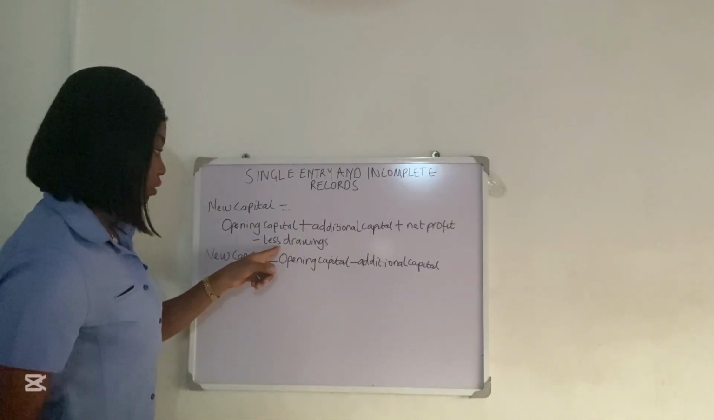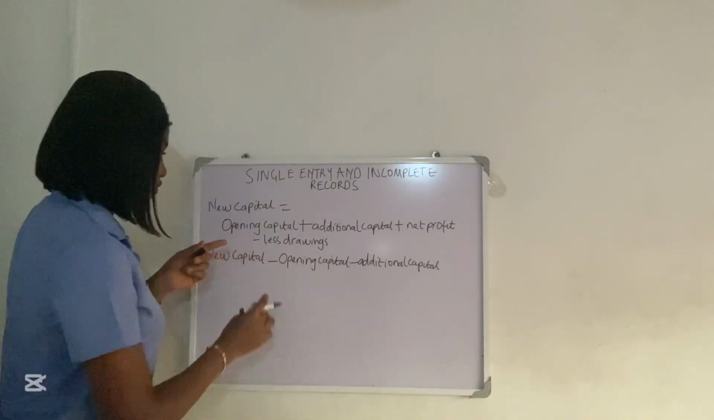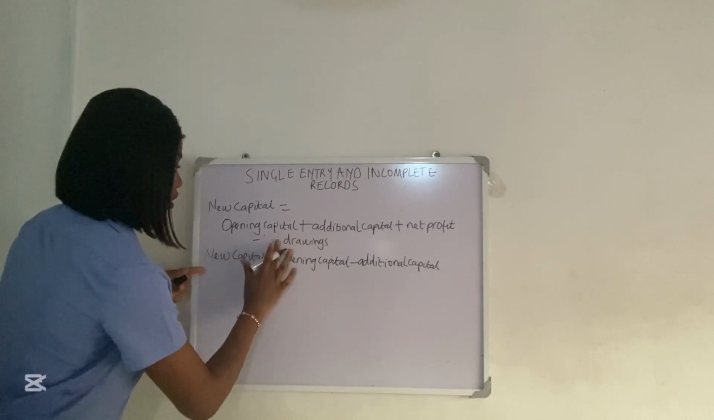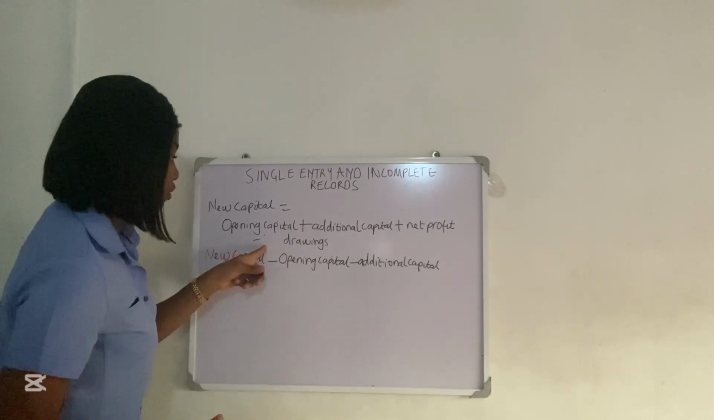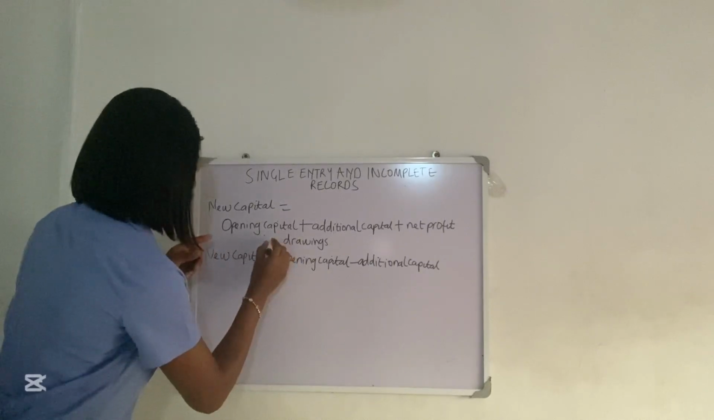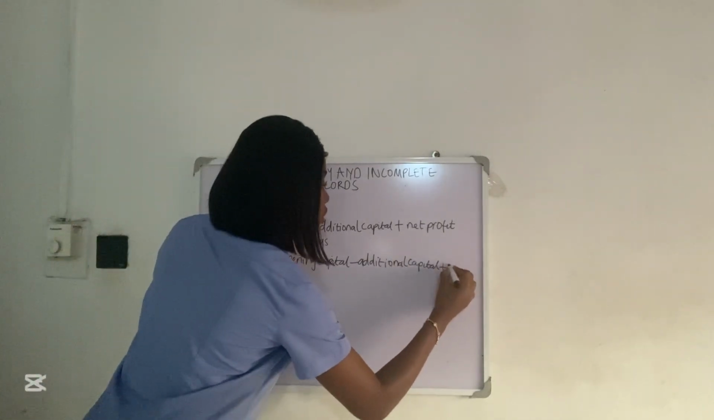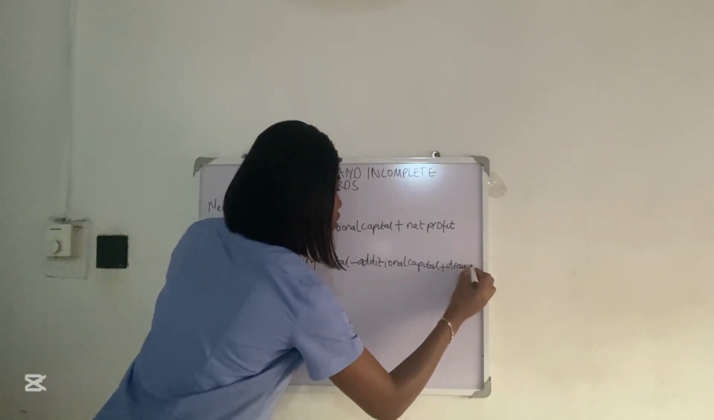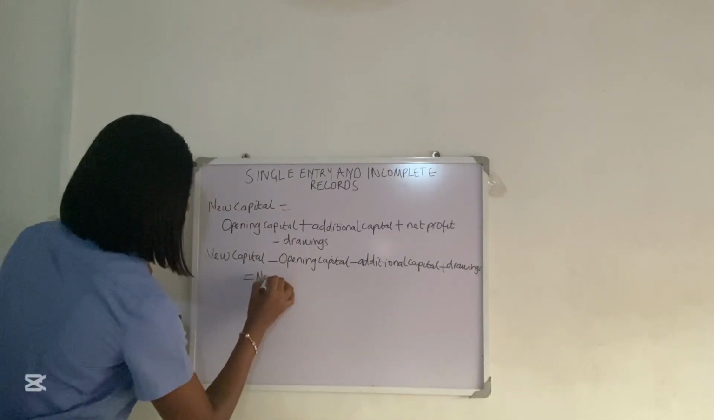We want to take less drawings to the other side to be plus drawings. Why did I write less drawings? Sorry. This minus already means minus drawings. So if you take the minus drawings to the other side, it turns to plus. So now we're adding our drawings. Plus drawings is equal to net profit.